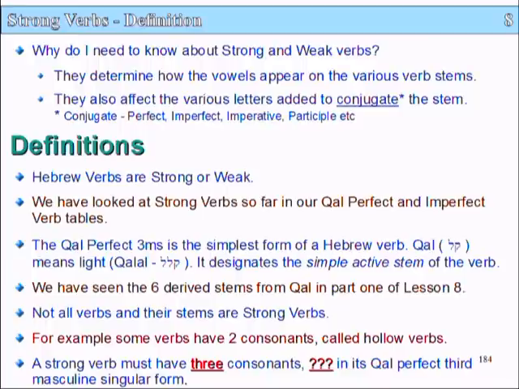And there are a number of other constraints that determine whether the verb is a strong verb or a weak verb. So let's look at some more definitions of the strong verb.